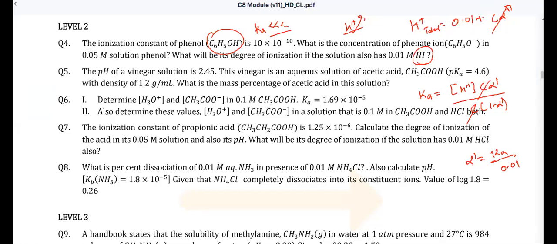Okay. See, I'll explain once again. First, this one, the first part. The first part is easy, just put in the formula.